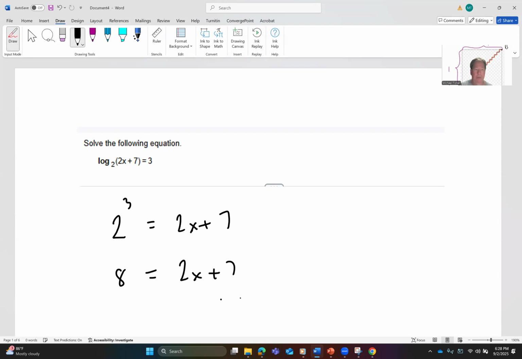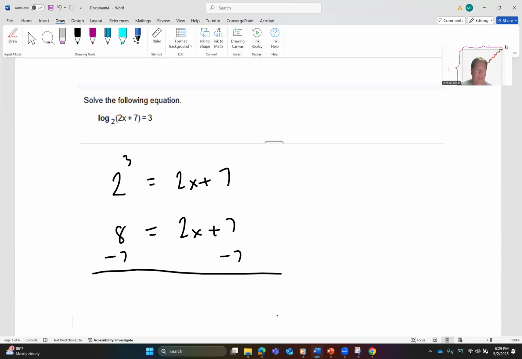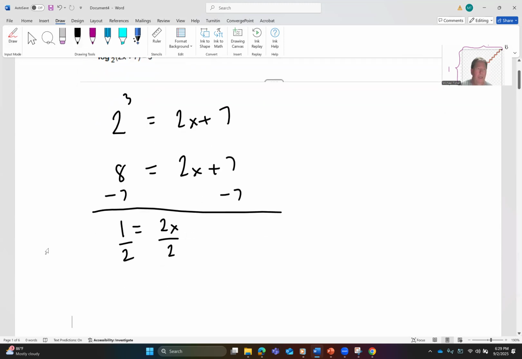Now we'll subtract 7 from both sides. 8 minus 7 is 1, equals 2x. The 7's go away. Now to get x by itself, all we have to do is divide both sides by 2. In doing so, we have x is equal to 0.5.